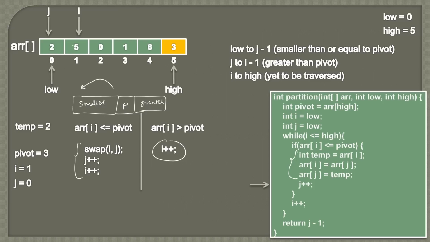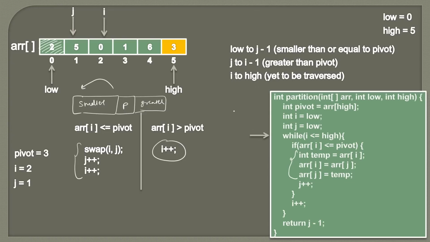So 2 came here and 5 came here. And we know that now we need to increment j and i both. Why we are incrementing j is because j has placed one of the smaller elements here, so this space is occupied. So j moves ahead. j becomes 1. And we will simply traverse i also ahead because this element is also explored. So i becomes 2.